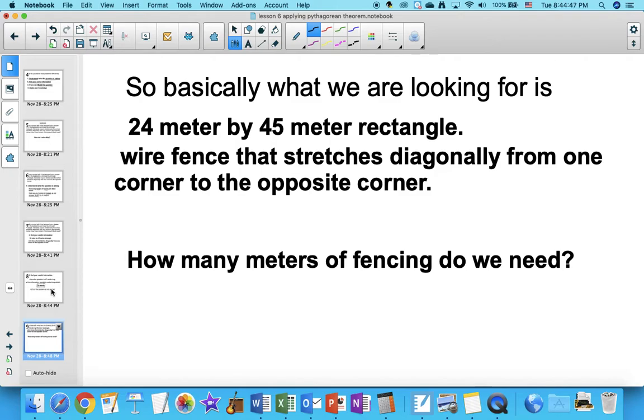That's the question. We have a 24 by 45 meter rectangle. We have a wire fence, or you can just say a line, that stretches diagonally from one corner to the opposite corner. How much fencing do we need, or how long is that line?